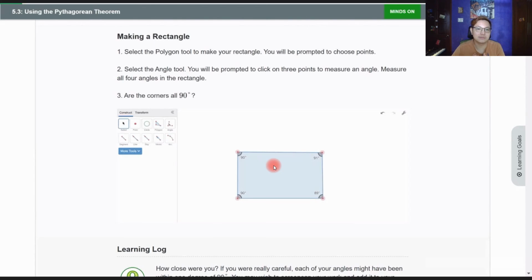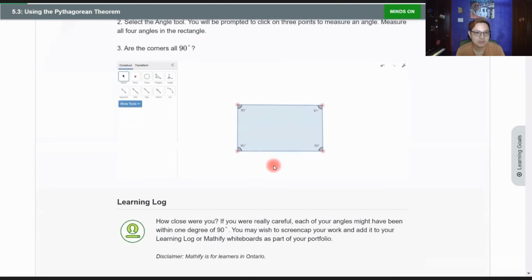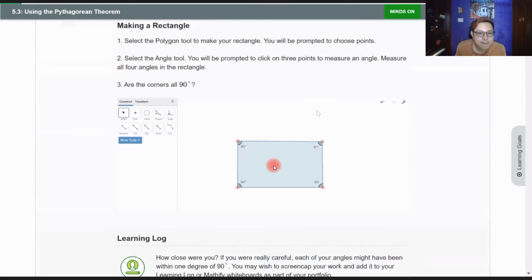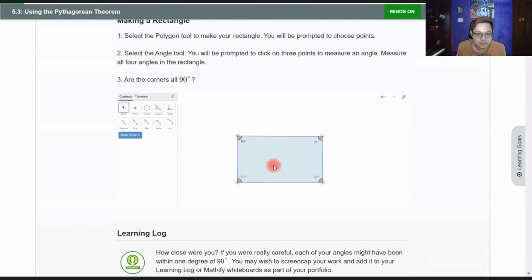Making a rectangle. Polygon tool, make a rectangle. Click on 3-point to measure an angle. Measure all four angles. Okay, so right angle means like 90 degrees. Yeah, 90 degrees. Okay.